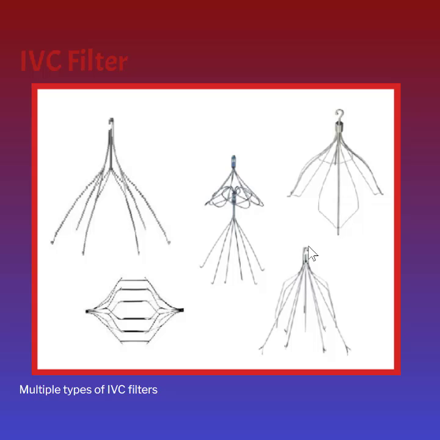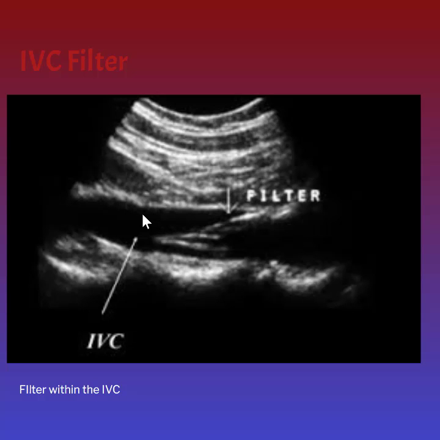Here are some examples of what IVC filters might look like. They do typically all have these kind of claw, net type structures that extend into the lumen of the IVC to catch blood clots as they travel forward. And here's an example of a filter within the IVC. We can see the IVC here. We can see the echogenic lines representing those finger-like extensions from the filter. If this patient did have a lot of clot that broke loose, then we might actually be able to see some blood clot also on the filter.